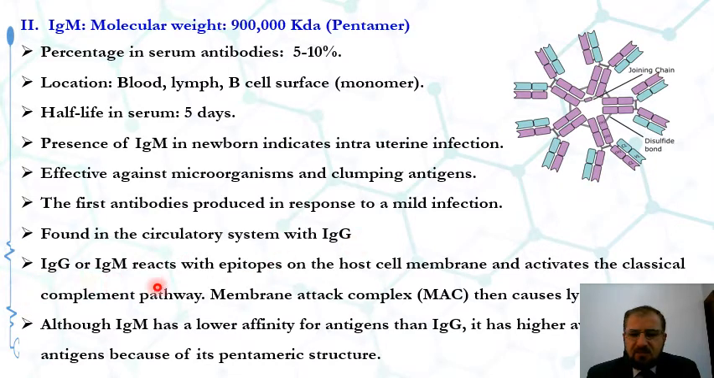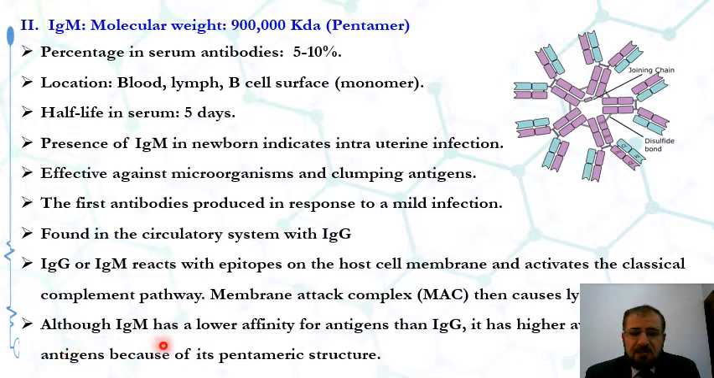IgG and IgM can activate the classical complement pathway. If you remember, we said that 2 molecules of IgG or 1 molecule of IgM reacting with the antigens of the pathogen, for example bacteria, can activate the classical pathway, finally producing the membrane attack complex, or the MAC, that causes lysis of the pathogen, the microbe.